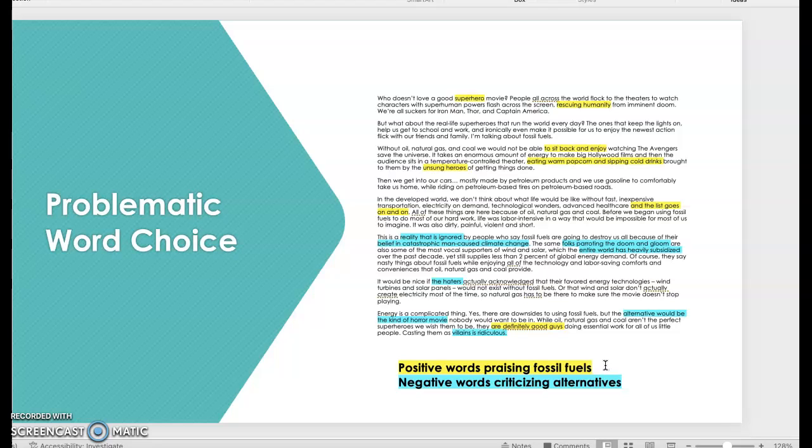Additionally, in green or blue, we see negative words criticizing alternatives or people that support alternatives. Reality that is ignored, belief in catastrophic man-caused climate change, folks parroting the doom and gloom, entire world has heavily subsidized, the haters, alternative would be the kind of horror movie, and ridiculous. These are not the type of word choice or language that an ethical, strong argument would rely upon, and we should automatically see how biased this argument is.